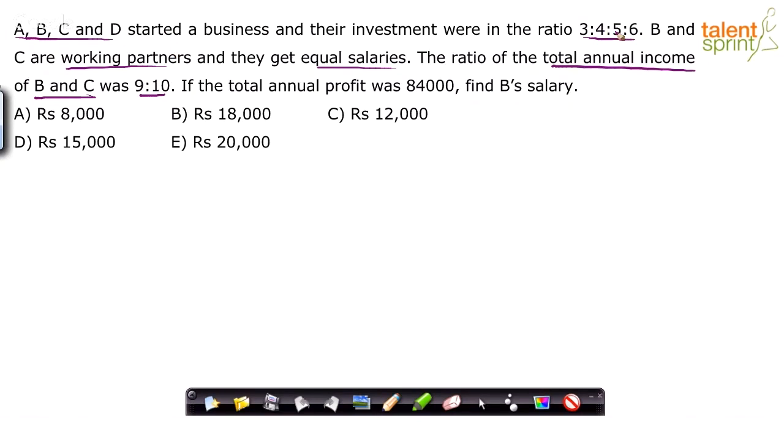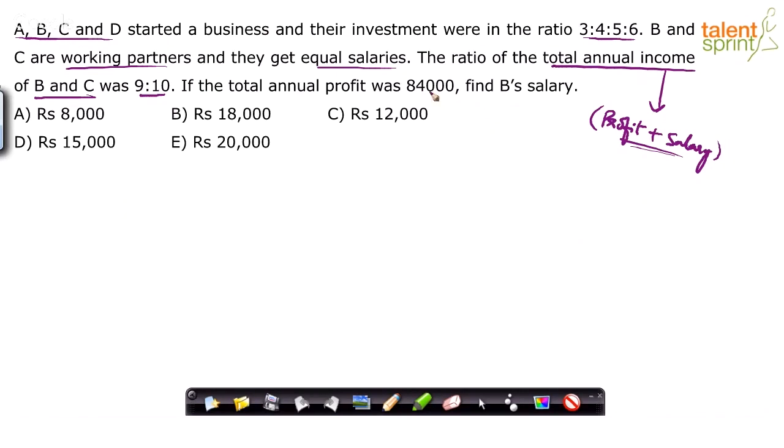So B and C will get their shares accordingly, right? 4 parts and 5 parts. Also, B and C will get salaries. So here, when we say income, income means the profit that they make in the business, the share of their profit plus the salary that they get, right? That's the income. So that ratio is given as 9:10.